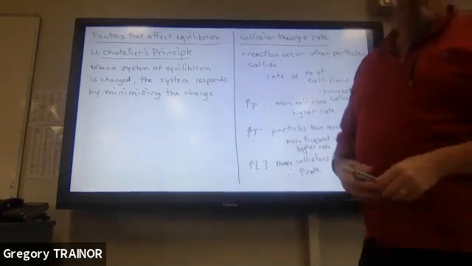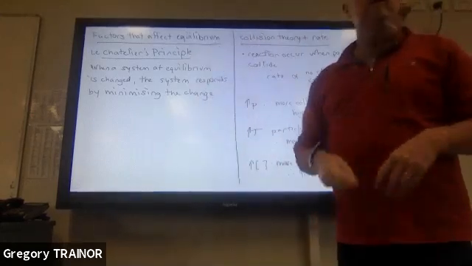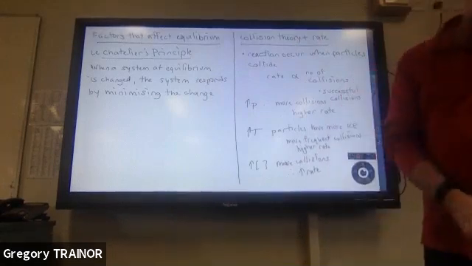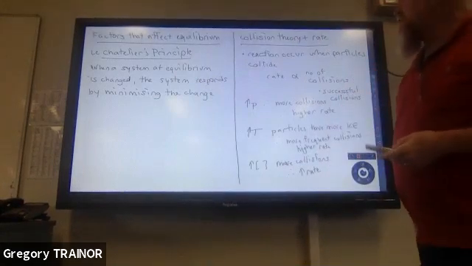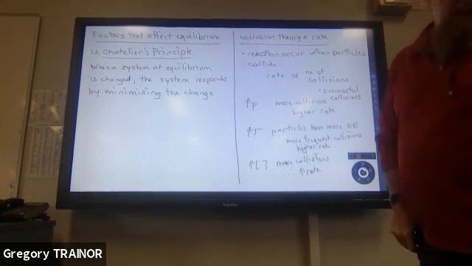Le Chatelier's principle states that when a system at equilibrium is changed or subjected to some kind of a pressure, the system will respond in order to minimize the change.